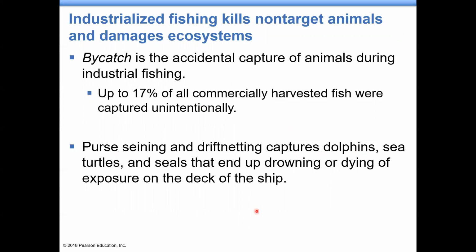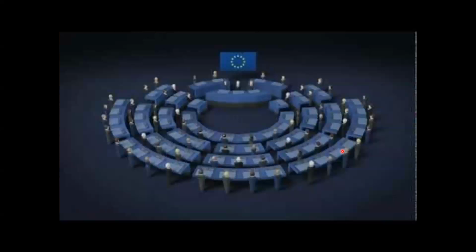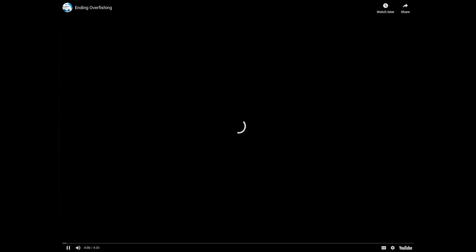Methods like this are extremely detrimental for things like dolphins, sea turtles, seals, who can unintentionally end up captured in the net as well. And depending on if the net is held underwater for too long, things like dolphins, seals can end up drowning, or if they are pulled up onto the ship along with all the other fish, they can end up dying of exposure on the surface. One more video here that will talk a little bit more about this.